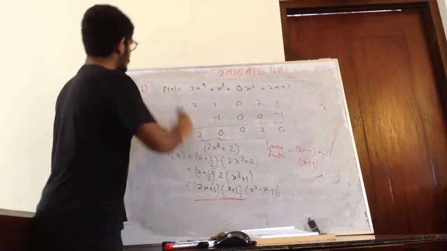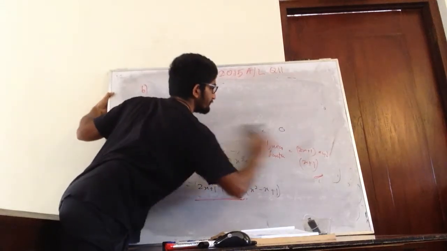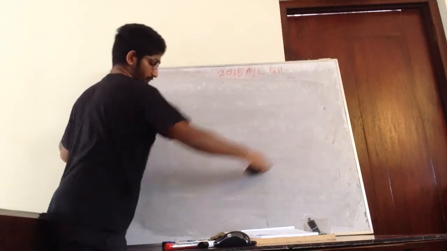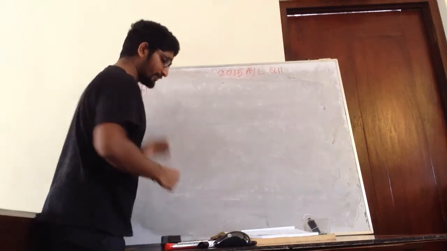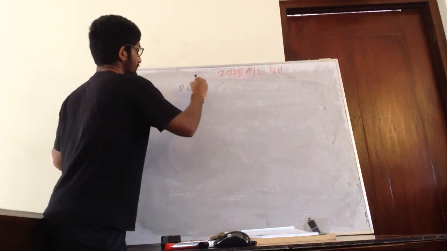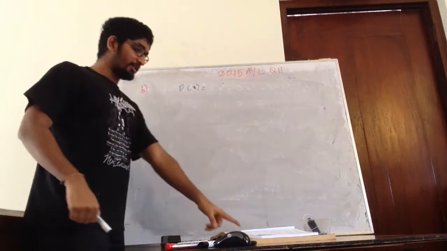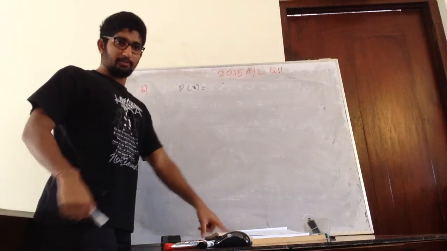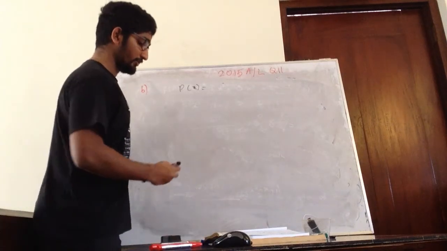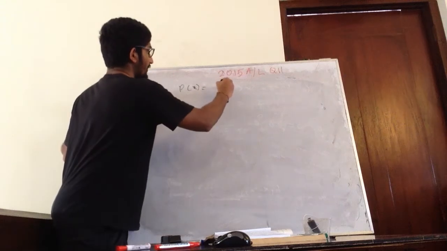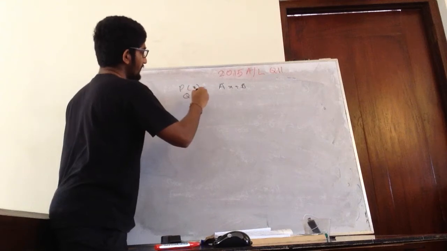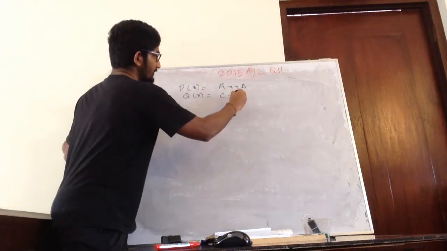So let's go to part 2 of this. Part 2 says P(x), Q(x). P(x) and Q(x) are linear expressions, so P(x) can be written as Ax plus B, and Q(x) as Cx plus D.